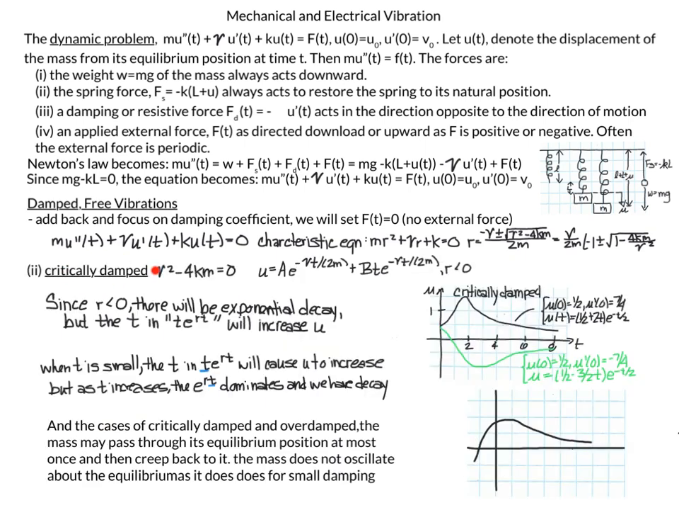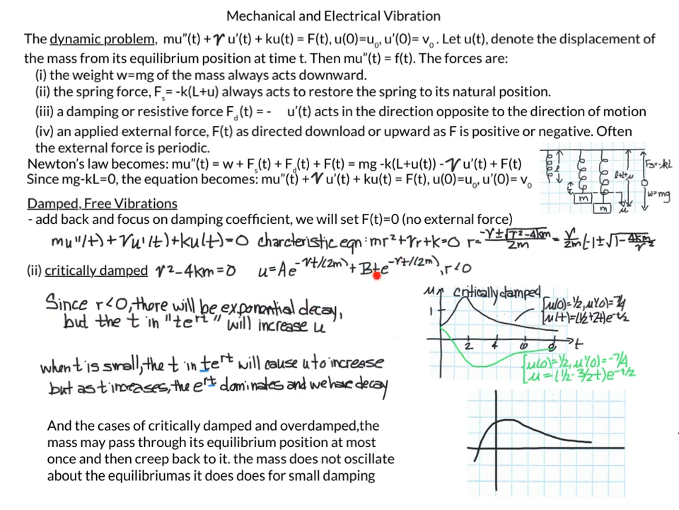And we can look at critically damped. Again, that's when what's under the square root is equal to 0, so gamma squared minus 4 km is equal to 0, and we have equal roots. The way we approach that is we have e to the minus gamma t over 2m, plus b t times the same e to the minus gamma t over 2m. And here r is less than 0.